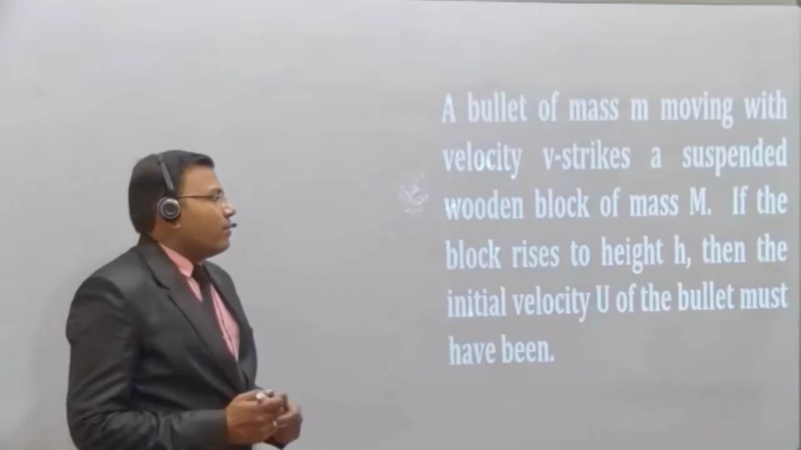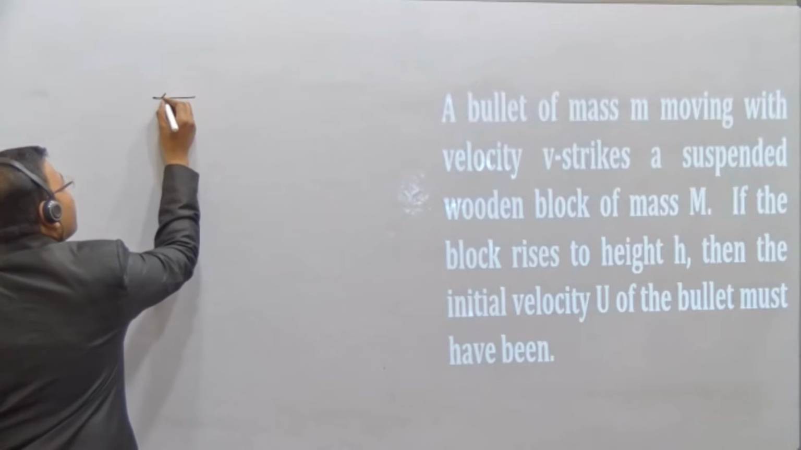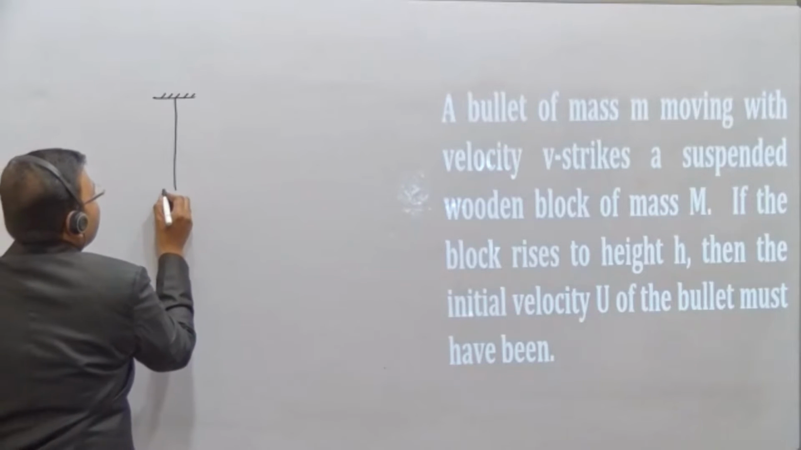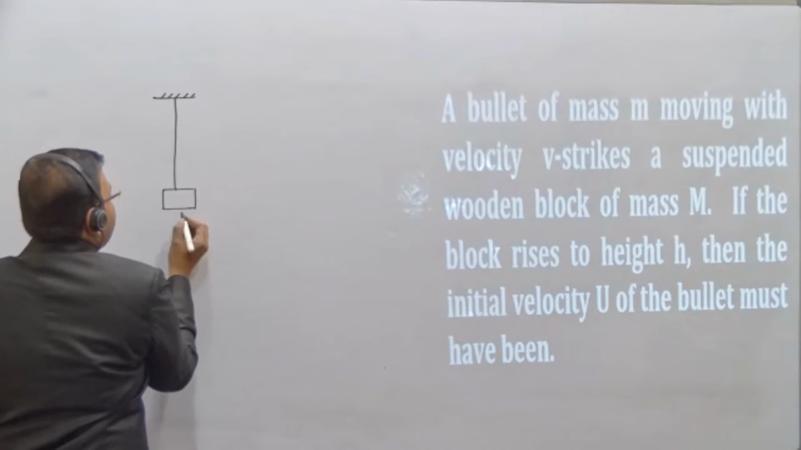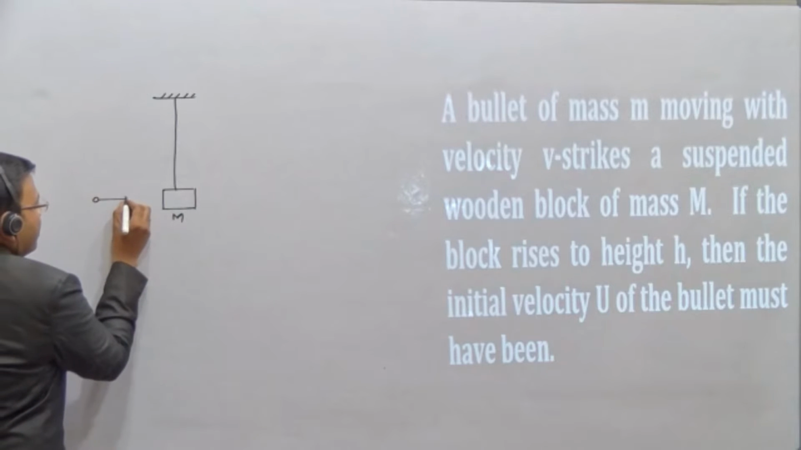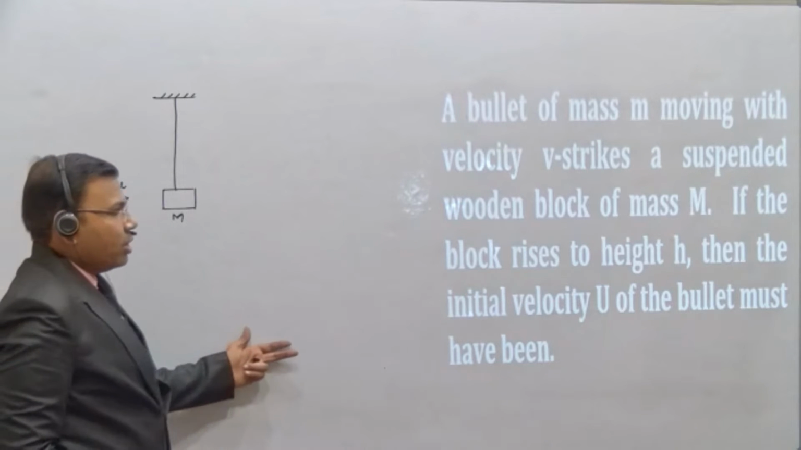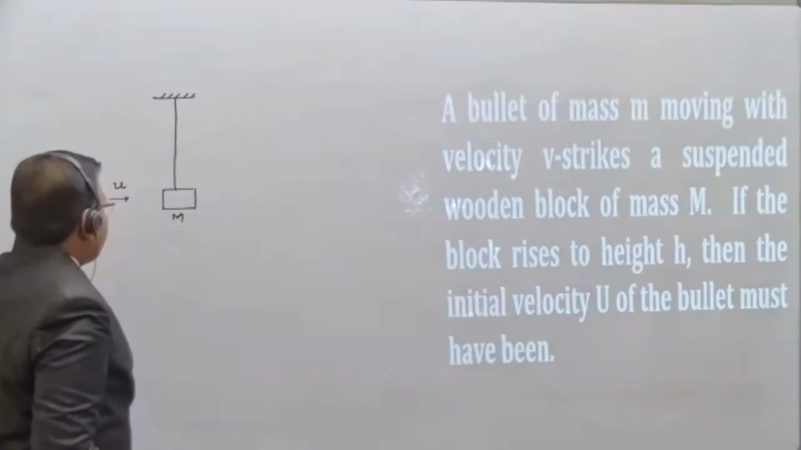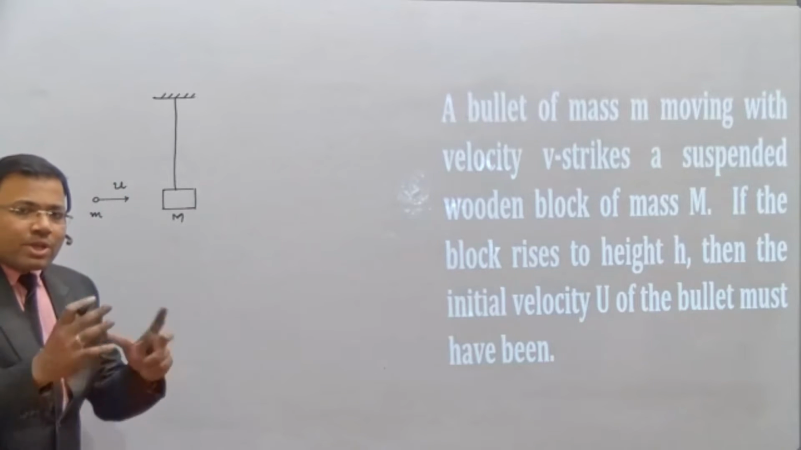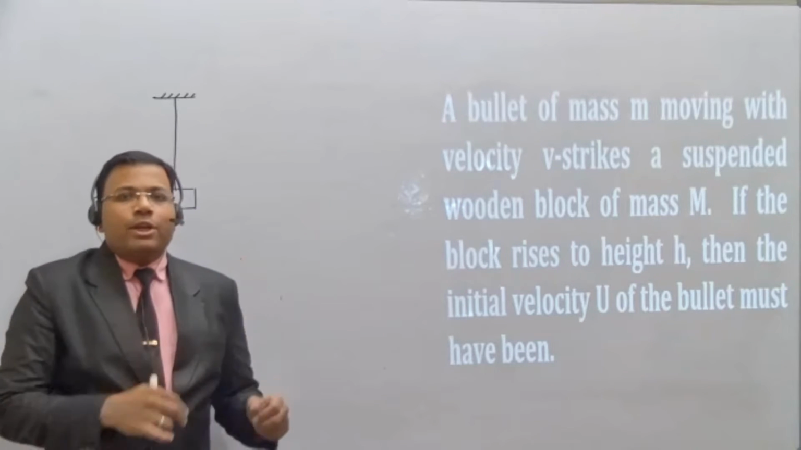Now here one block is there, and this block is suspended. You can see this is the block, and this block is of mass capital M. One bullet is there, this bullet of mass small m, and it is moving with velocity u as per the question, initial velocity u. It's going and hitting this block. It is a wooden block, so once the bullet hits the wooden block, it will get embedded into it.